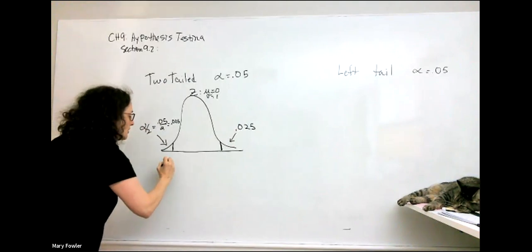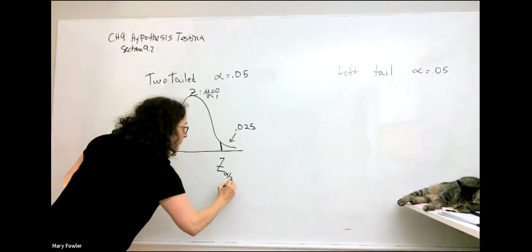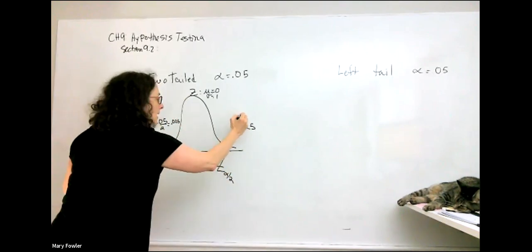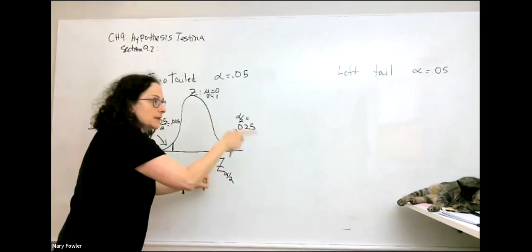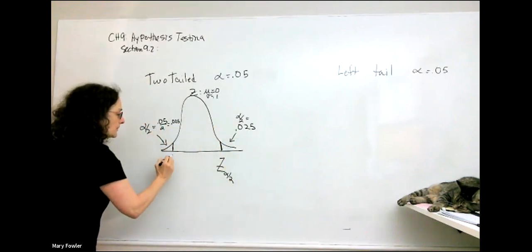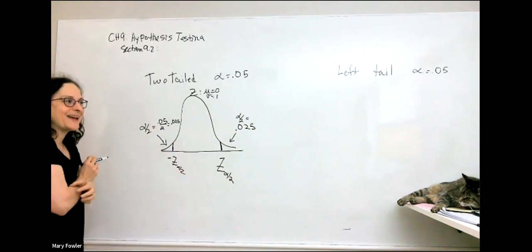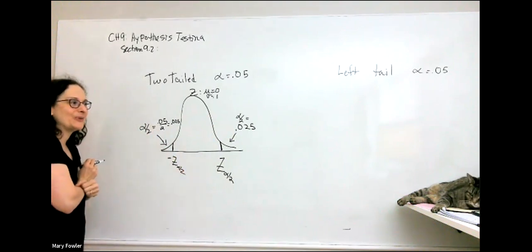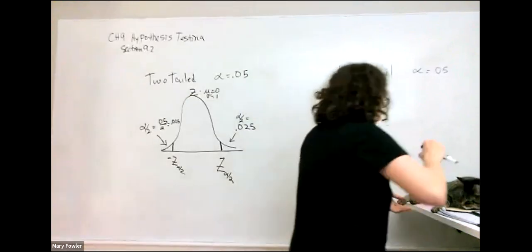And so the question is here, we will call this z sub alpha over 2, right? So that's alpha over 2. And we're looking for this value of z that has the property that 0.025 is to the right of it. And of course, we know it's going to be the negative of the z that has 0.025 to the left. So grab your formula cards.